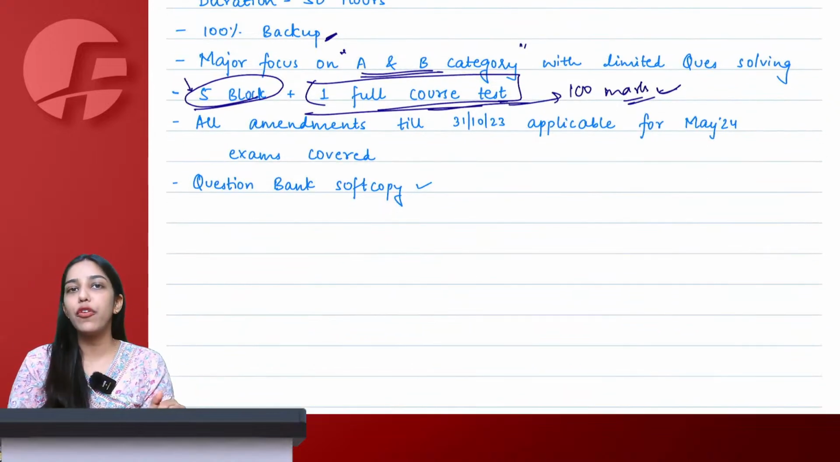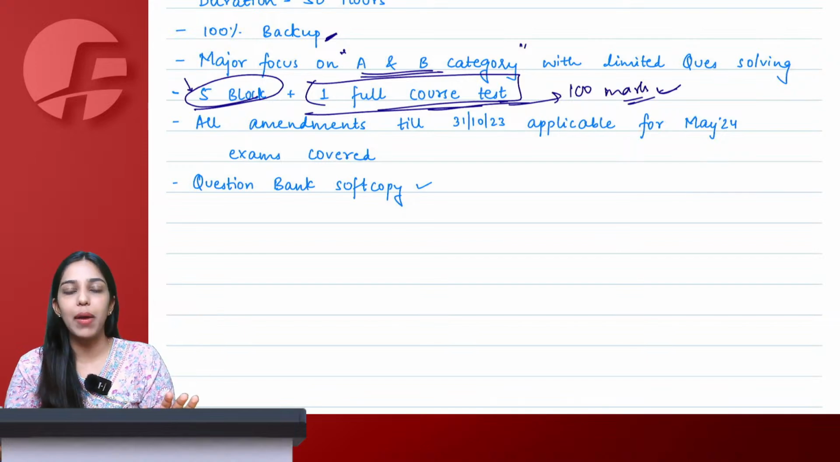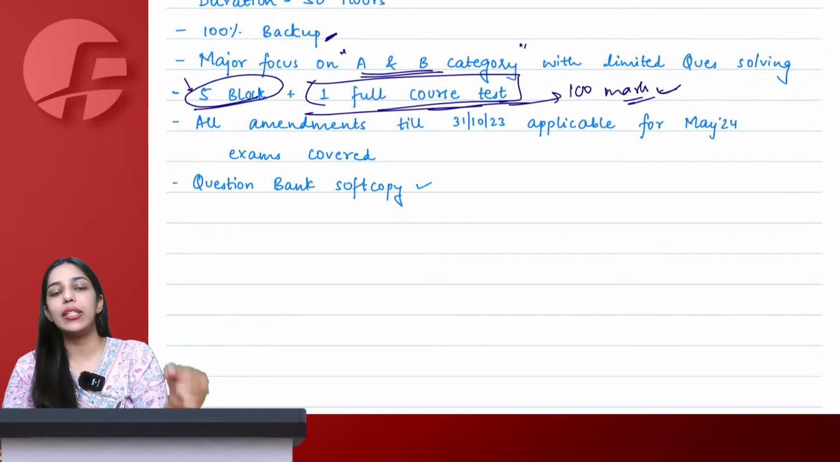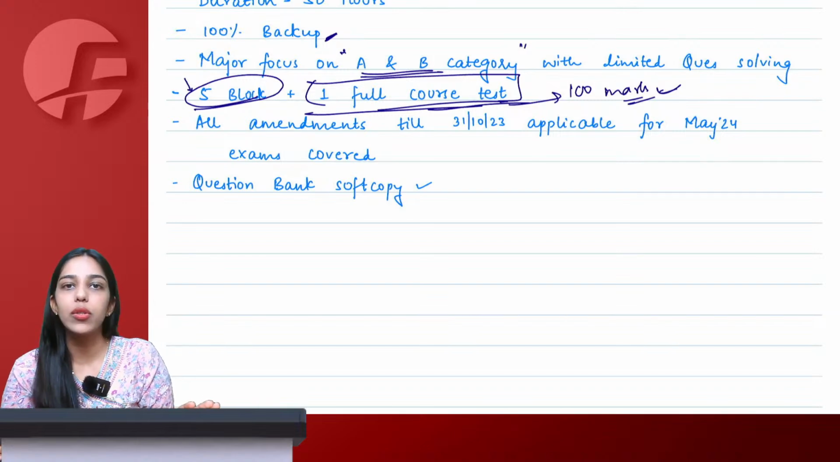The soft copy of these notes is not included with the Power Batch, which means if you've taken the Power Batch without books, you will have to take the hard copy of these handwritten notes separately.